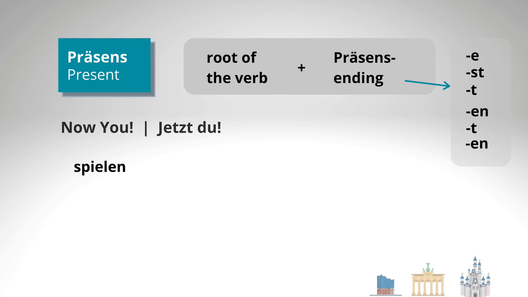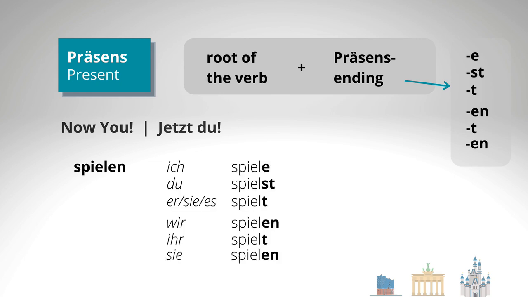The correct answer would be ich spiele, du spielst, sie/es spielt, wir spielen, ihr spielt, and sie spielen. Again, we get the root by leaving out the en in the infinitive, so spielen becomes spiel, and then we just add the present endings. Once you know that, it's actually not that difficult, right?